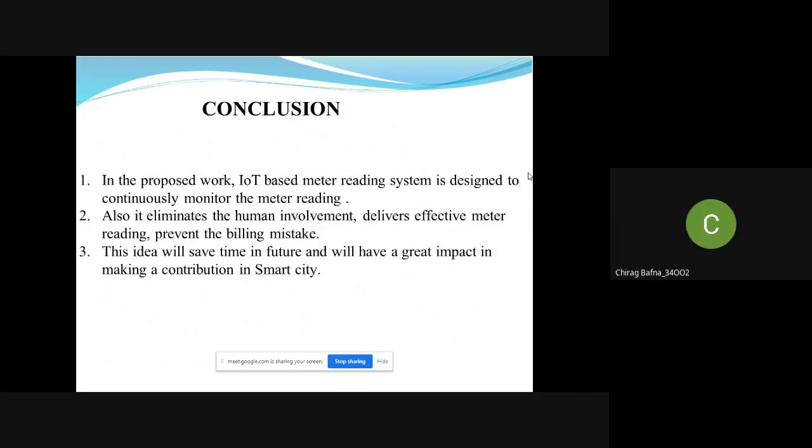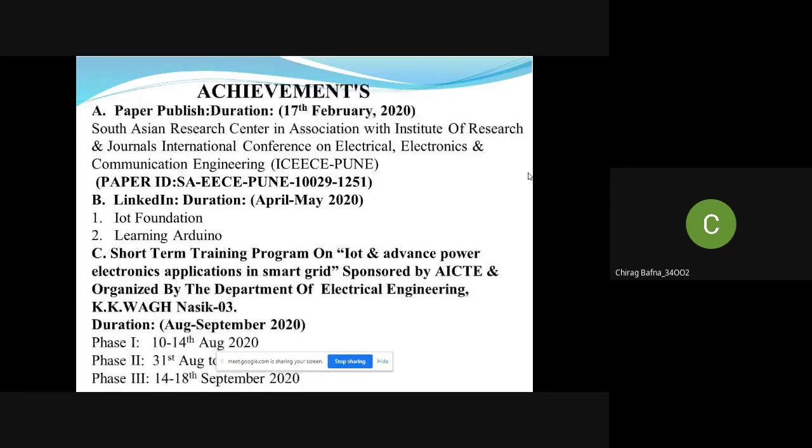Lastly, I will conclude: the IoT-based meter reading system is designed to continuously monitor the meter reading, and this idea will save time in the future, and it will have a great impact in making a contribution to smart city and smart grid. Smart grid is nothing but electrical plus IT. That is the concept of the smart grid. So it will be helpful for us. So here are my achievements, and thanks to all.